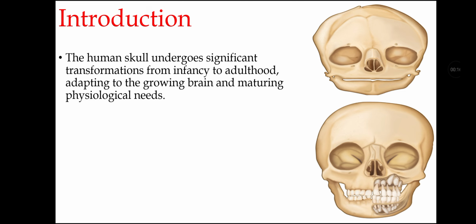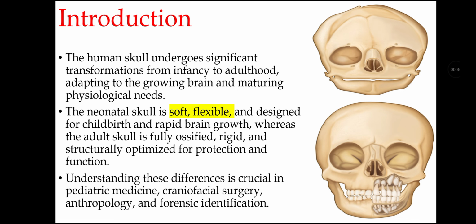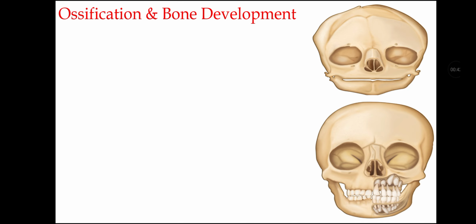The human skull undergoes significant transformation from infancy to adulthood, adapting to the growing brain and maturing physiological needs. The neonatal skull is soft, flexible, and designed for childbirth and rapid brain growth, whereas the adult skull is fully ossified, rigid, and structurally optimized for protection and function. Understanding these differences is crucial in pediatric medicine, craniofacial surgery, anthropology, and forensic identification.